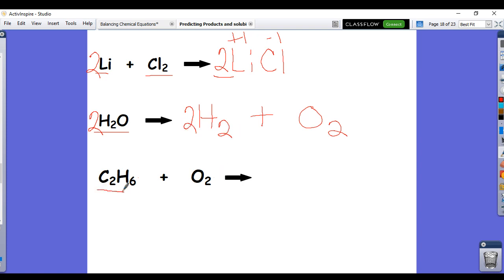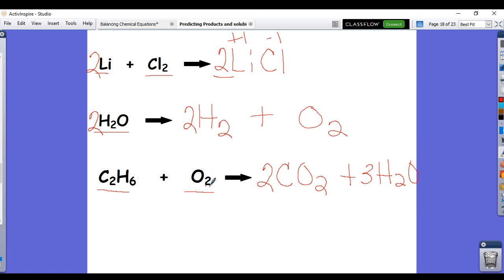Now we have a hydrocarbon plus an oxygen, so that always will equal a carbon dioxide plus a water. Now we balance, and we see we have 2 carbons, so I'm going to put a 2 here. And then let's look at our hydrogens. We have 6, so I'm going to put a 3 here. Now that works out great.